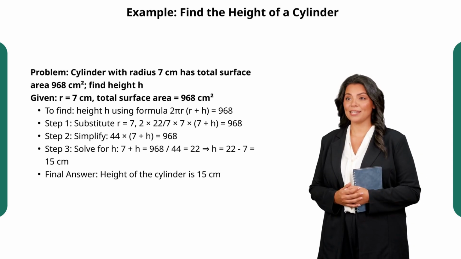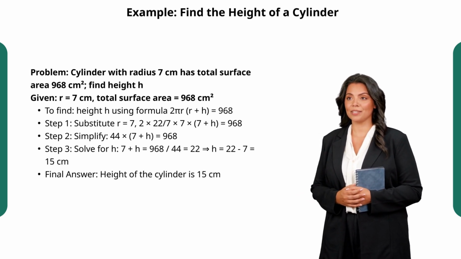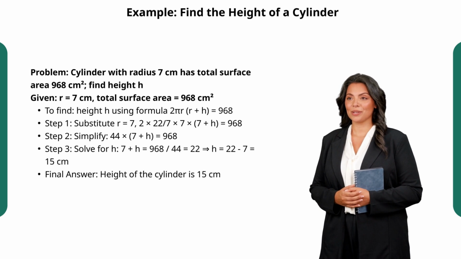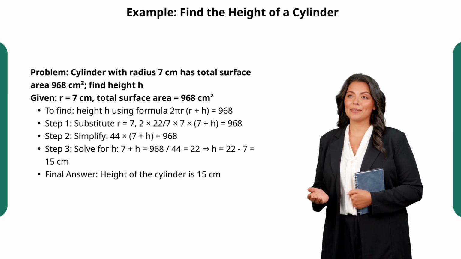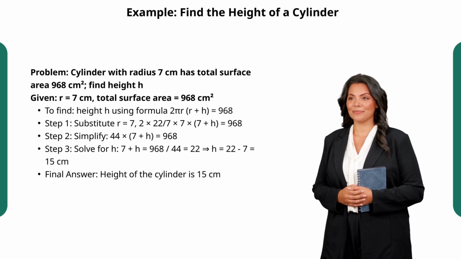Here's a problem that requires algebra to find the missing dimension. Given a cylinder with radius 7 centimeters and total surface area 968 square centimeters, we want to find its height. We use the total surface area formula. 2 pi r times (r plus h) equals 968. Substituting the values, we get 2 times 22 divided by 7 times (7 plus h) equals 968.